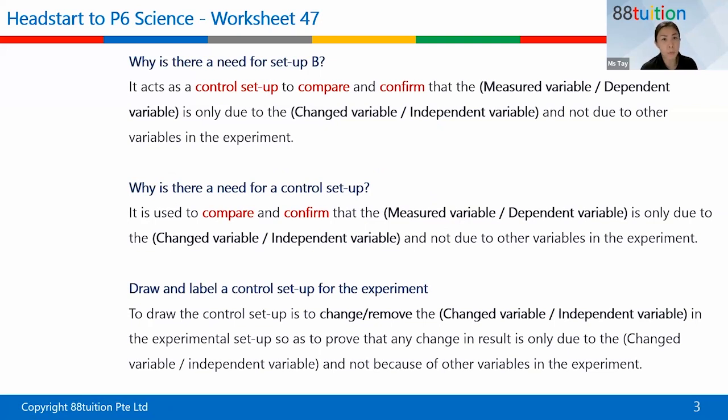So you have to be able to say that this particular setup acts as a control setup. Then answer the need: the need to have it is to compare and confirm that the measured variable, which is the dependent variable, the data you're collecting, changes only due to the change variable or the independent variable and not due to any other variables in the experiment.